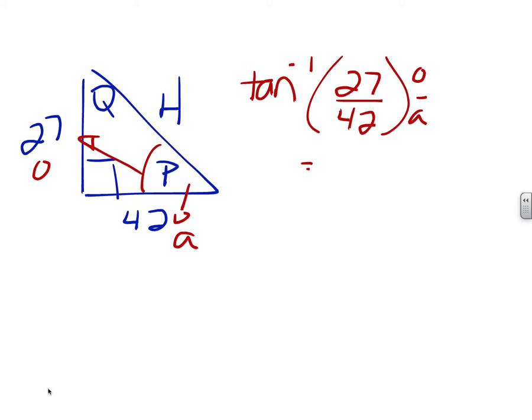27 divided by 42. Again, anytime we do sine, cosine, or tangent, we have to be in degree mode. So check your calculator the first time you use it. That's going to give me 33 degrees.